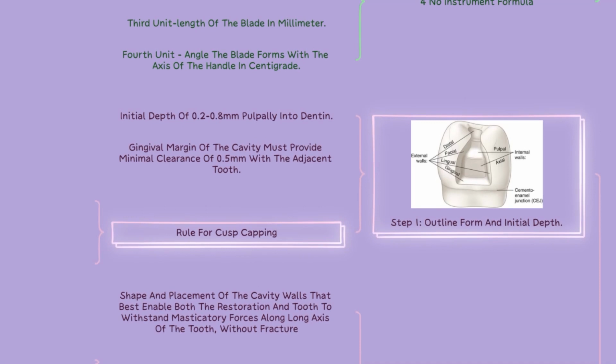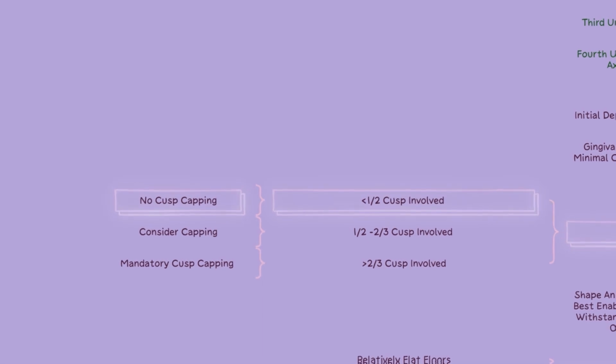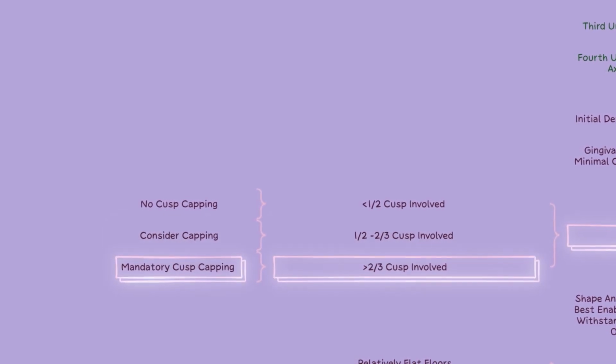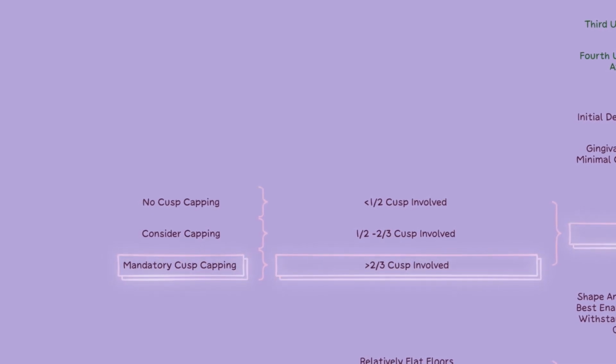Cusp capping can also be done at this stage. When there is less than half of the cusp involved, cusp capping is not required. Between half to two-thirds cusp involvement, cusp capping may or may not be done, but when there is greater than two-thirds cusp involvement, cusp capping is mandatory.